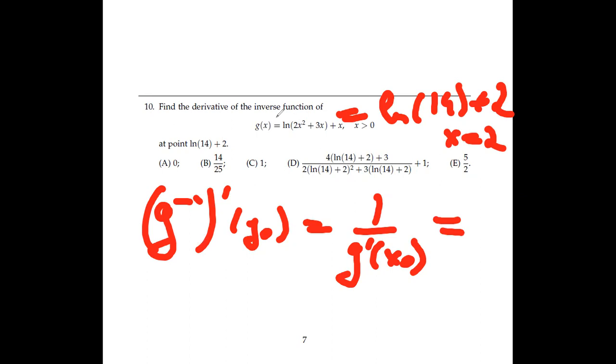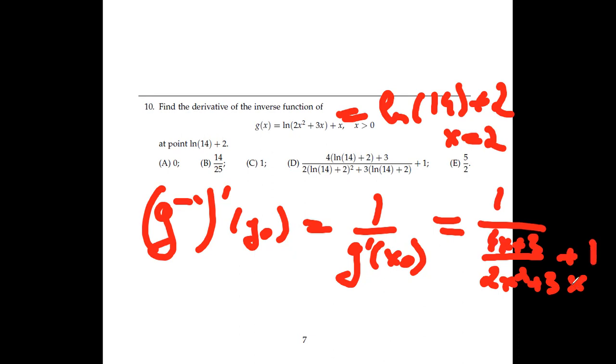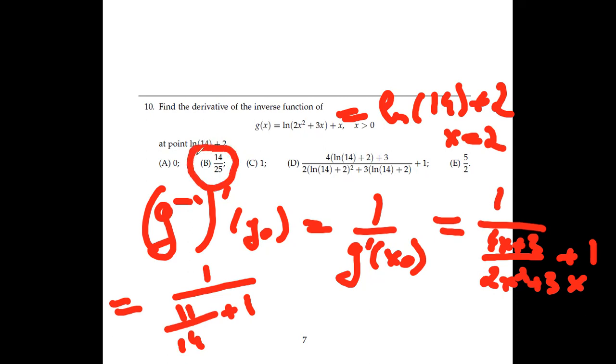Okay, what is g prime? Take the derivative of g. So 1 over 2x squared plus 3x, times by chain rule 4x plus 3, and plus 1. So if we plug in 2 instead of x, we will get 1 divided by 4x plus 3 starts with 11 divided by 8 plus 6, 14 plus 1. Bringing common factor, we have the correct answer here.